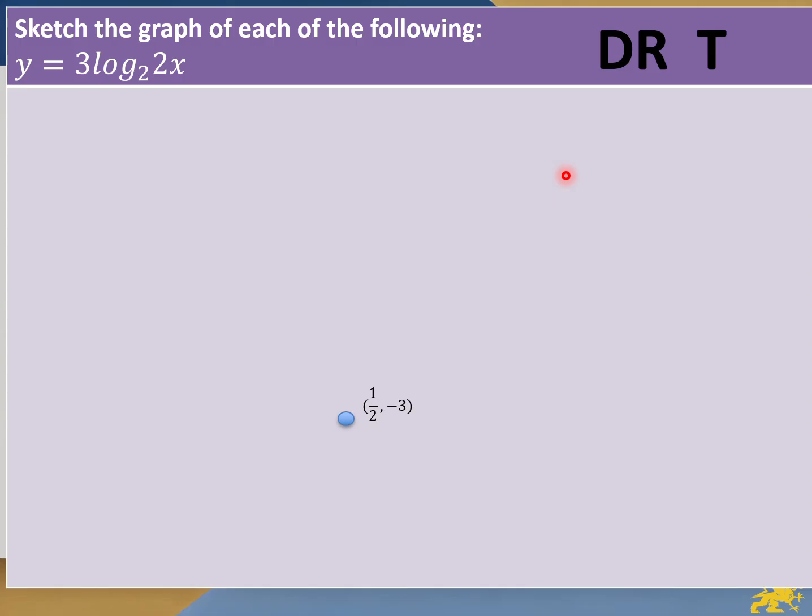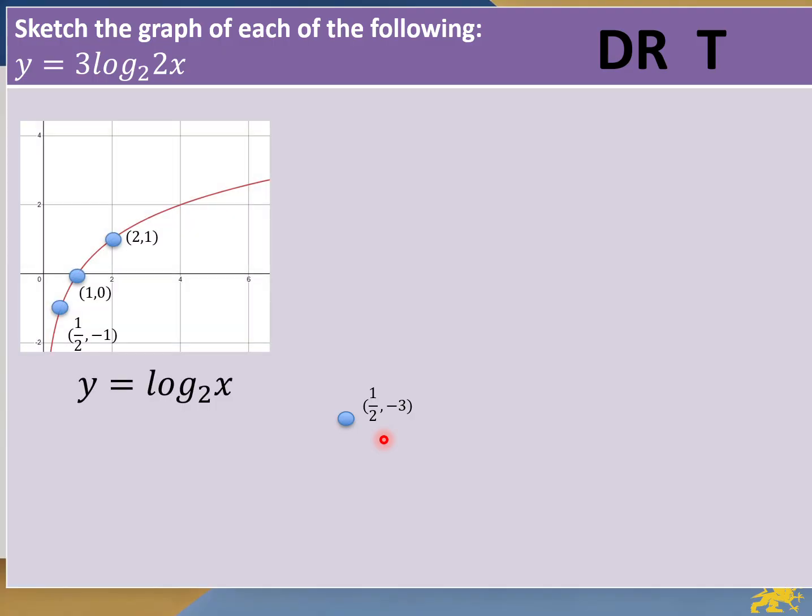So we're going to sketch this graph. I'm going to focus on Dr. T. Forgive me, I forgot to animate one of those points. The first thing we always look at when graphing is what does the basic graph look like? I've got my basic graph over here, with my 3 points labeled. When x is 2, y is 1. When y is -1, x is a half. And I've got my x-intercept at 1.